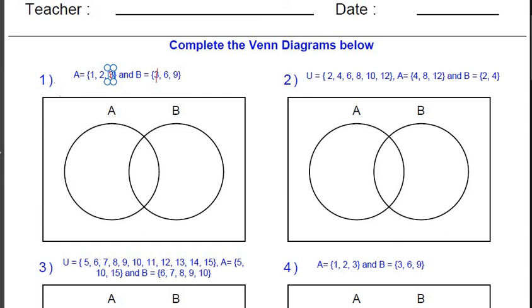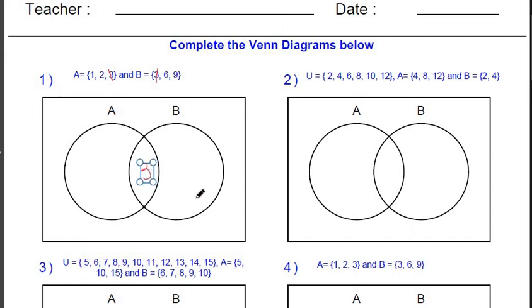Now, they have item 3 in common, element 3 in common. Where do we put that? Where do we represent that on the diagram? We represent it on the section where they intersect. Wherever the two circles intersect, that's where we represent the intersection, or the elements that they have in common. So we put 3 there.